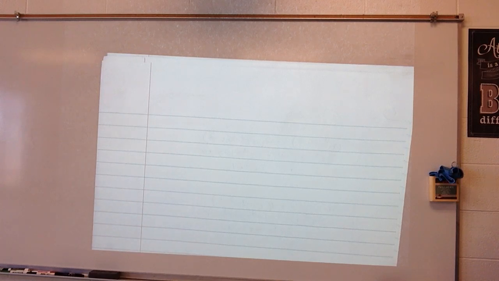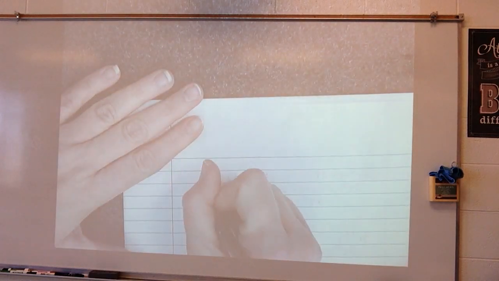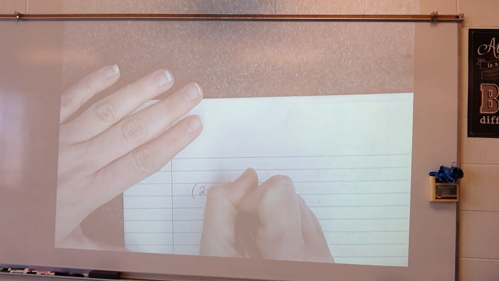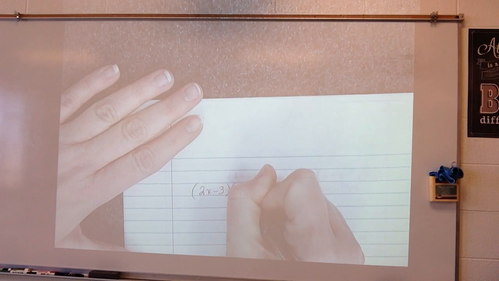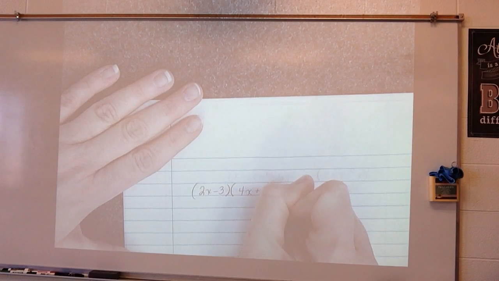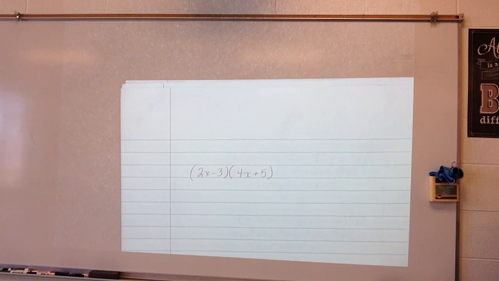So this is what we call the FOIL method. That's part of the distributive property. Hopefully you have learned the FOIL method. If not, we're going to look at it just a little bit. So let's say that I want to multiply 2x minus 3 times 4x plus 5. So we use what we call the FOIL method.